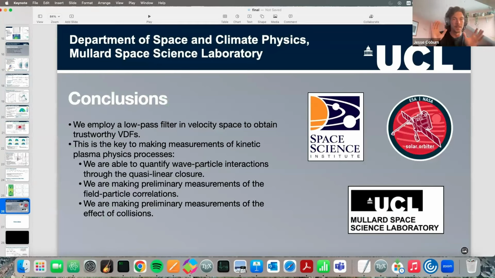So, conclusions. We employ a low-pass filter in velocity space to obtain trustworthy VDFs. This is the key to making measurements of kinetic plasma physics processes. And then the ones that I focused on today were a Coburn et al. 2024 paper where we quantify wave-particle interactions through the quasi-linear closure. I went through quite a lot of detail on that. I did not show the preliminary measurements of the field particle correlations. Extra slides if you want to see them. A bit complicated though. And then at the end, I showed you some preliminary measurements on the effect of collisions and measuring the full collisional operator.